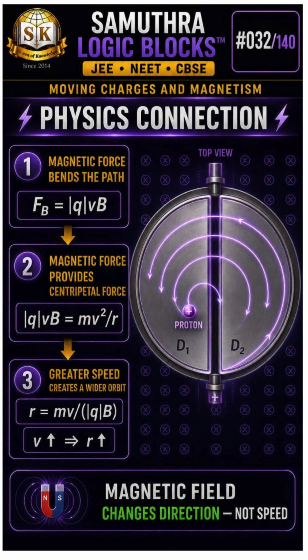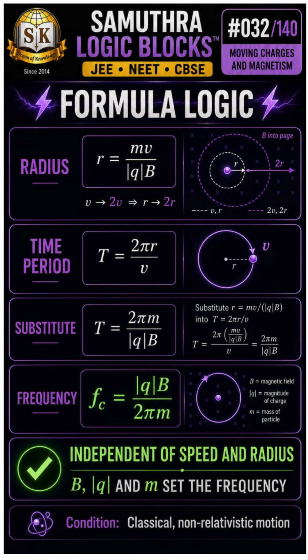In the real cyclotron, magnetic force provides the centripetal force. Equating qvB with mv squared by r gives r equals mv by qB. So an increase in speed produces a proportional increase in orbit radius.